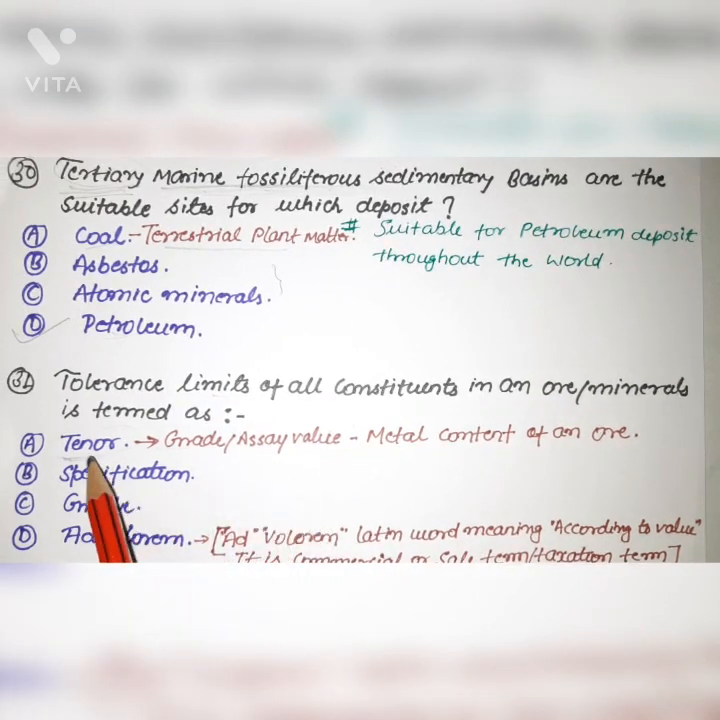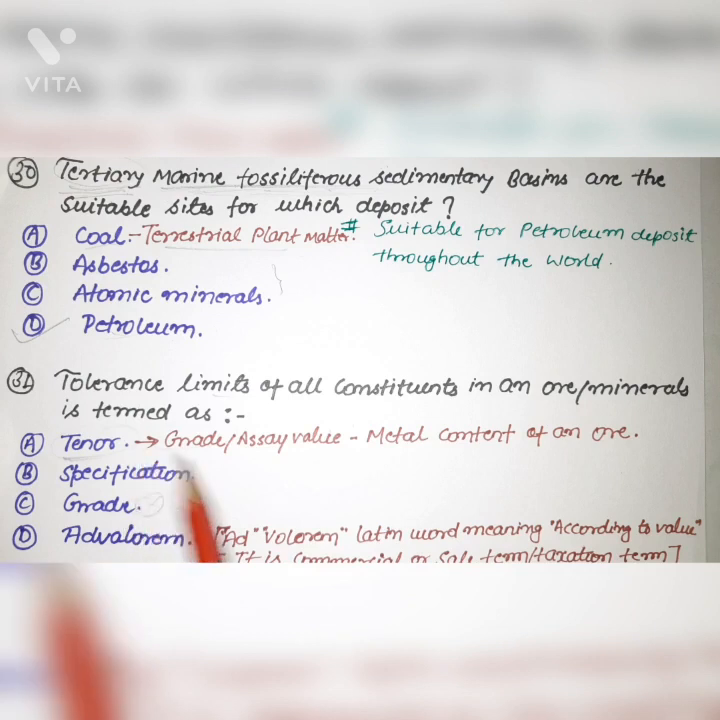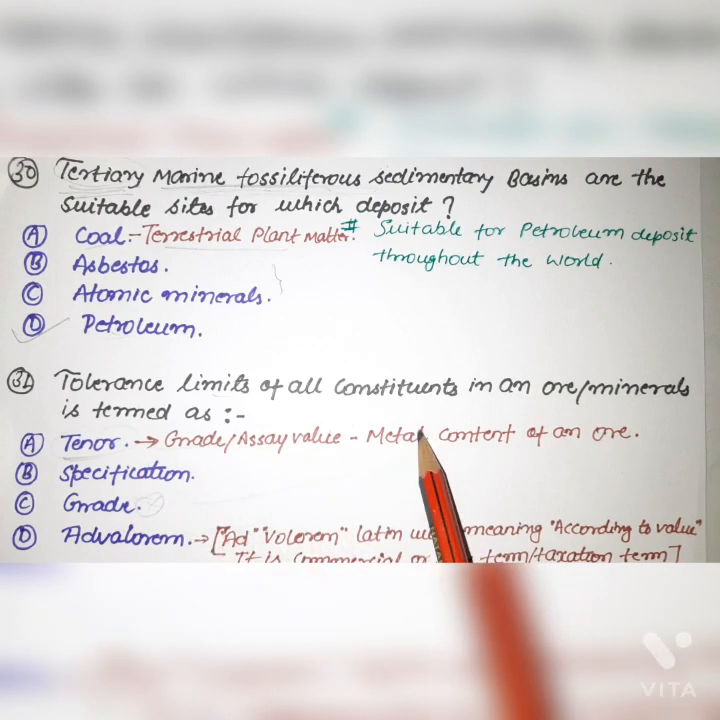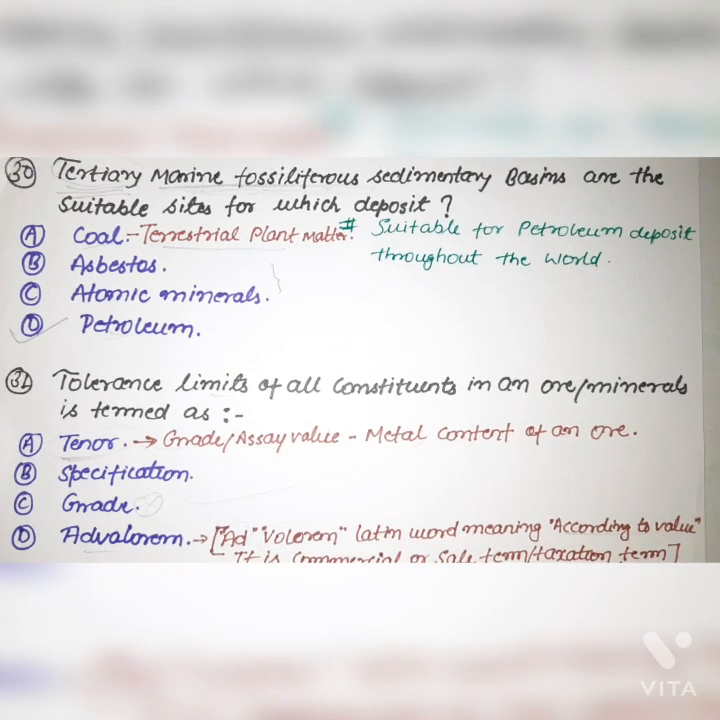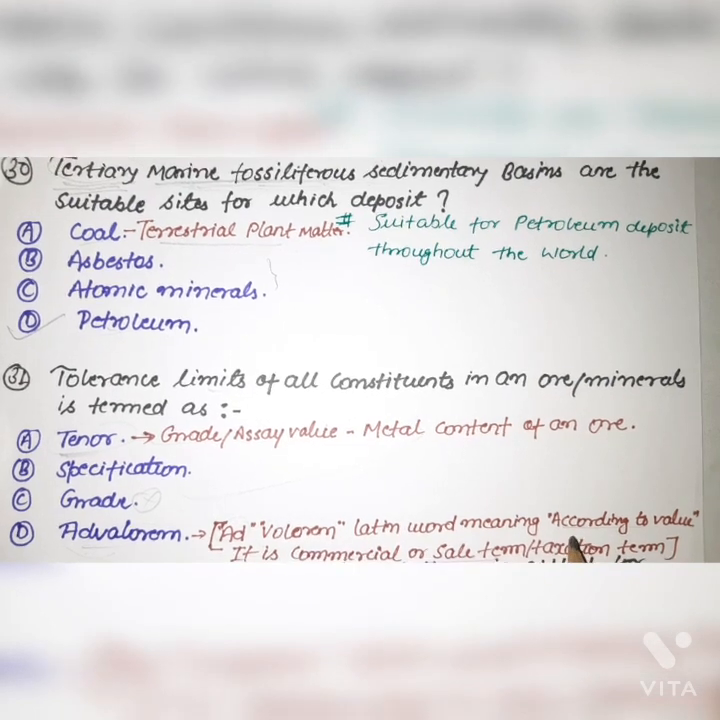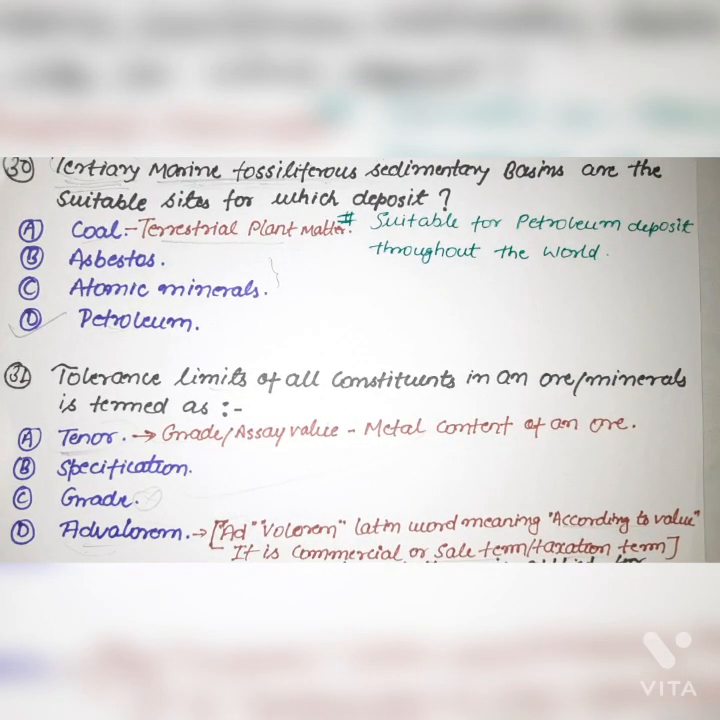I told you tenor is also known as grade, so this is also the same as tenor. This is also the metal content of an ore, expressed in percentage. Now coming to ad valorem, this is a Latin term in which ad means according and valorem means value. So it means according to value, and it is a commercial or sale term, you can say a taxation term. So this is also clearly not the tolerance limit of all constituents in an ore mineral.